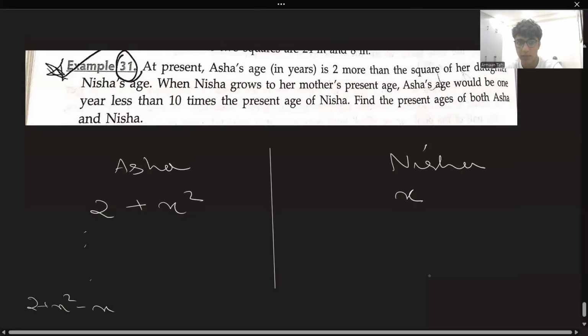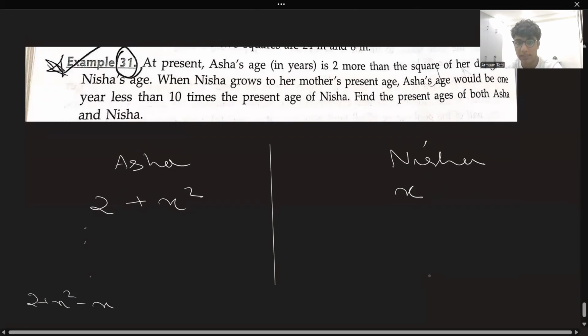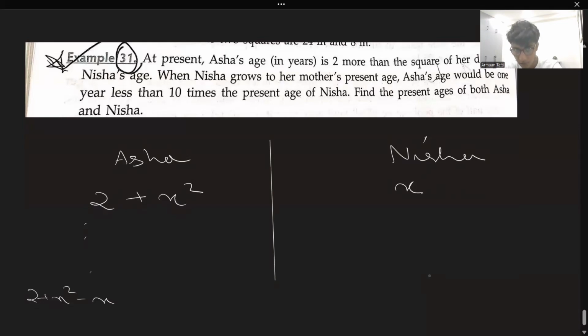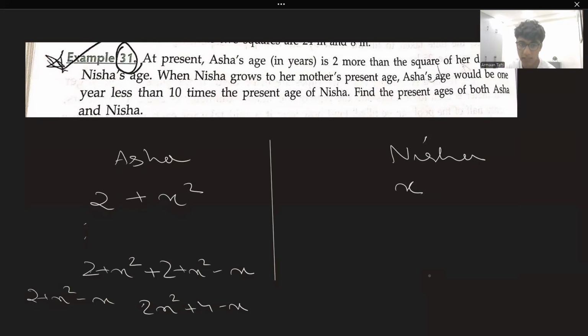Asha's age would be 1 year less than 10 times the present age of Nisha. Okay, so when Nisha grows to her mother's present age, that's these many years later. So how many years old would Asha be? She would be 2 plus x square plus 2 plus x square minus x, right? So that becomes 2x square plus 4 minus x years old. And Nisha is now equal to her mother's age in the beginning, which is 2 plus x square.